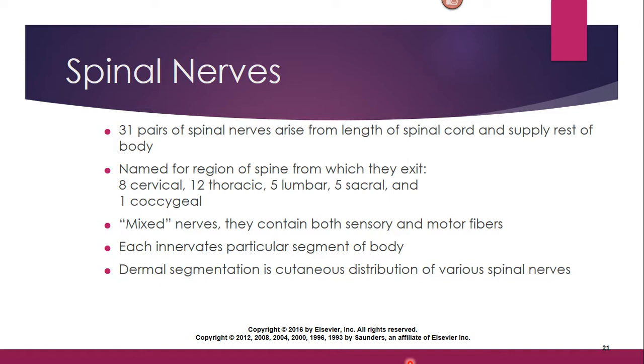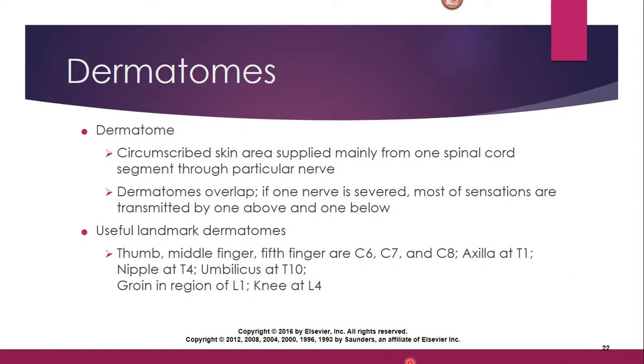They innervate particular segments of our bodies, which leads us now to talk about dermatomes. Dermatomes are circumscribed skin areas supplied mainly from one spinal cord segment through a particular nerve. They can overlap, and the nice thing is if a dermatome is severed, you don't typically lose sensation because it can be transmitted to either the dermatome above or below.